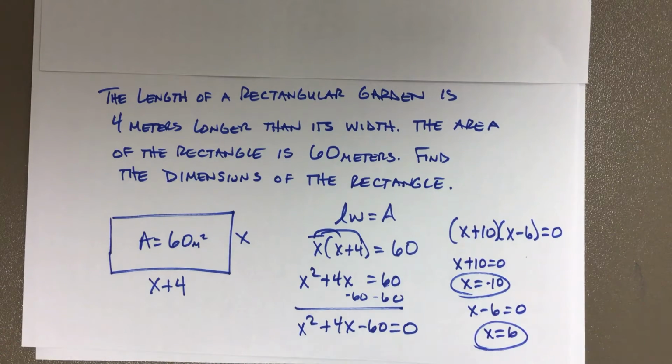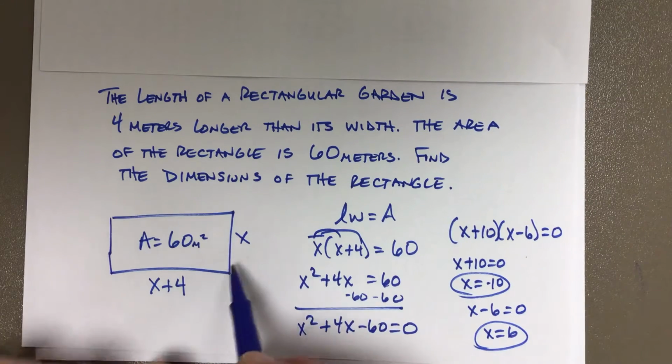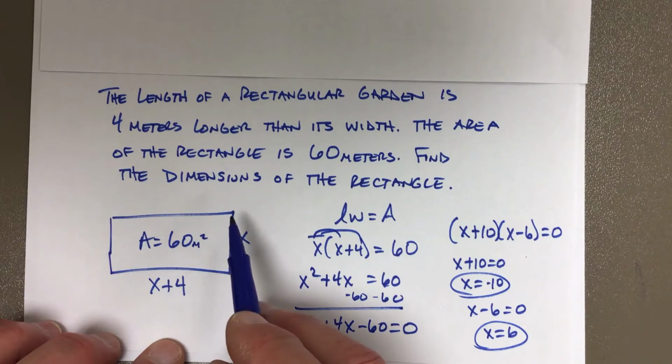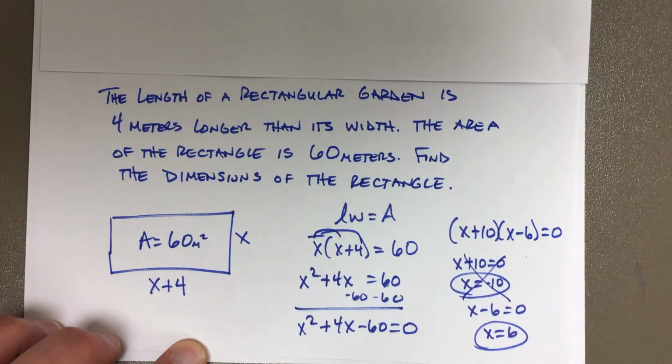So again, here we go. We have to take these two numbers and plug them in. Can we have a negative number or negative length, negative measurement? We can't have a negative measurement, so this one gets thrown out.